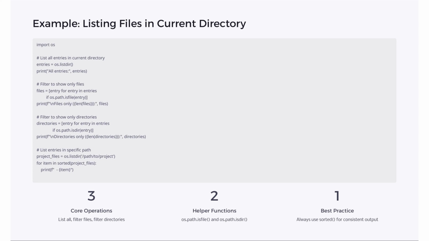Using os.listdir, you can list all entries in a directory. To filter files, use os.path.isfile, and for directories, use os.path.isdir. For consistent output, apply sorted. Example: list entries in /path/to/project and print them alphabetically. This approach helps manage and process directory contents efficiently.